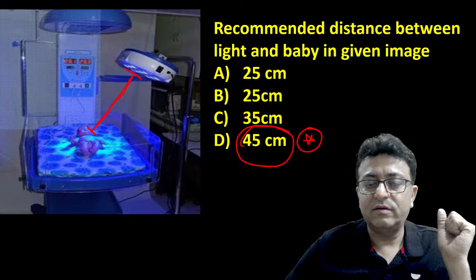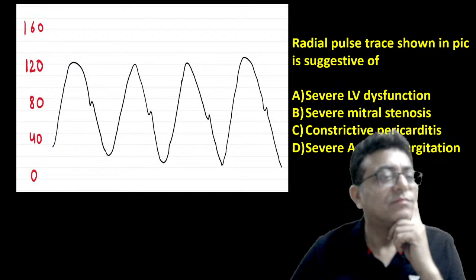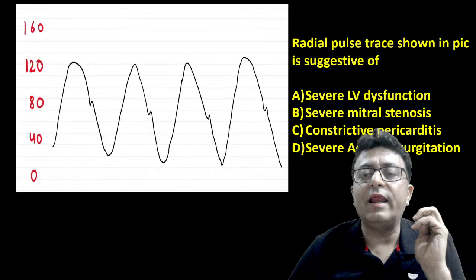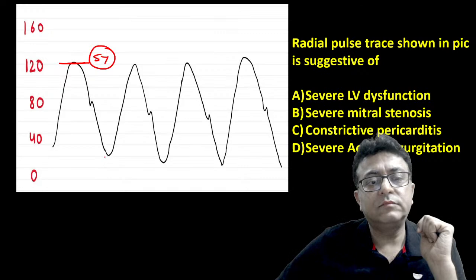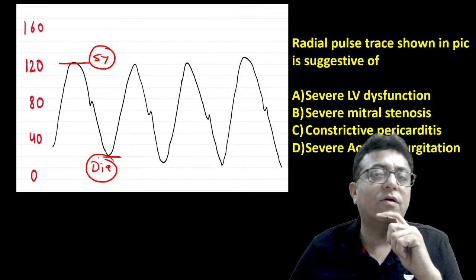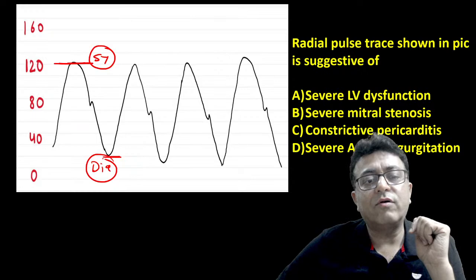Answer this. The radial pulse trace shown in the picture is suggestive of what? The upward tip of the pulse indicates systolic BP. The downward point indicates diastolic BP. So systolic BP is 120, diastolic BP is 30. So 120 by 30.